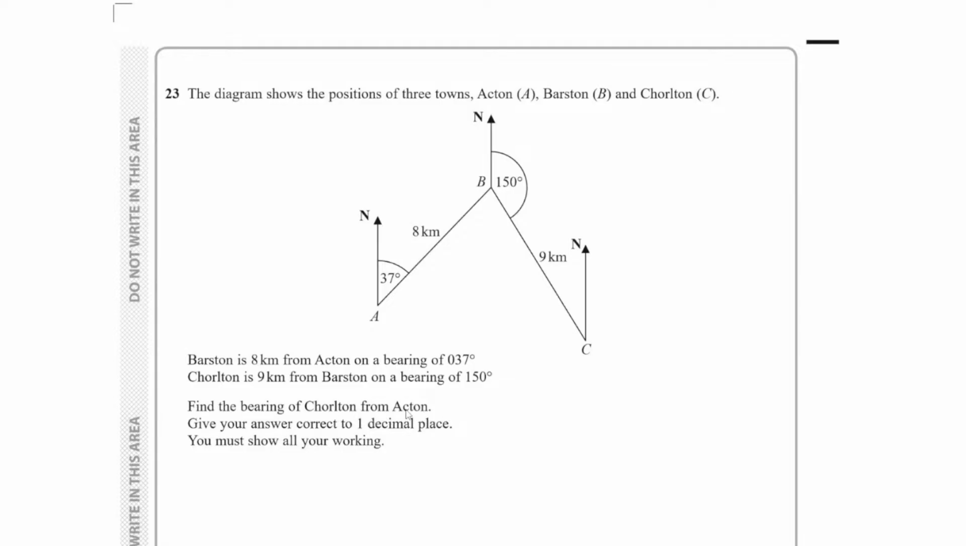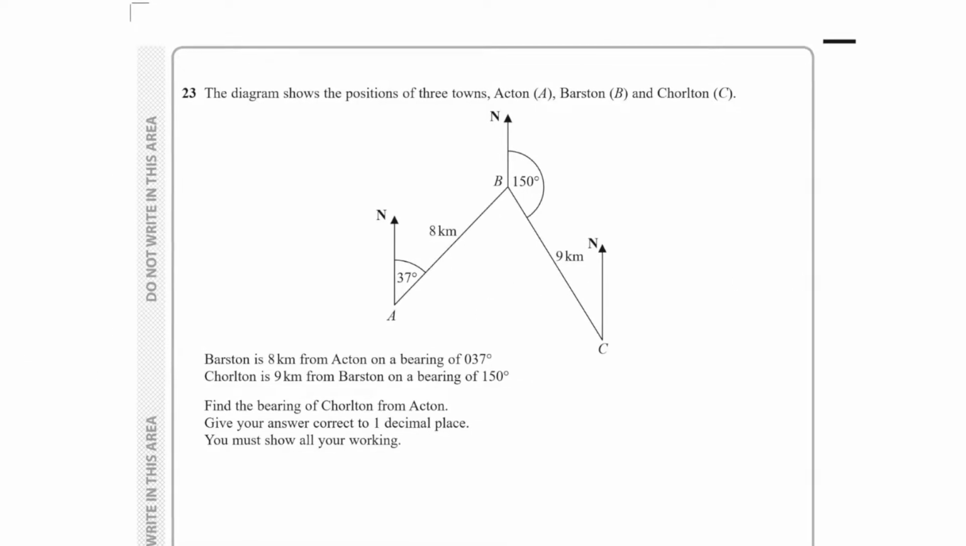So this is the hardest bit because you've got to figure out, first of all, what actual angle that is. It's always the one from Acton. So I'm going to go from the north line of Acton to Chorlton. Now that means, as you said, create a triangle because I want to draw a line between Acton and Chorlton.